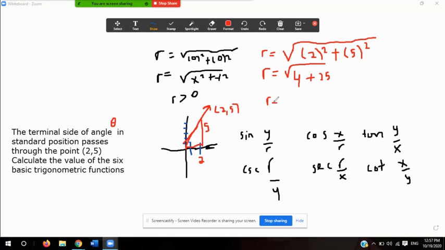Now we don't need a calculator. We don't need the exact value. We're going to leave it expressed. So I know that this is the square root of 29. And now with this information, I can find the 6 basic trigonometric functions. Of course, remember to rationalize your square root. So again, this is the square root of 29.